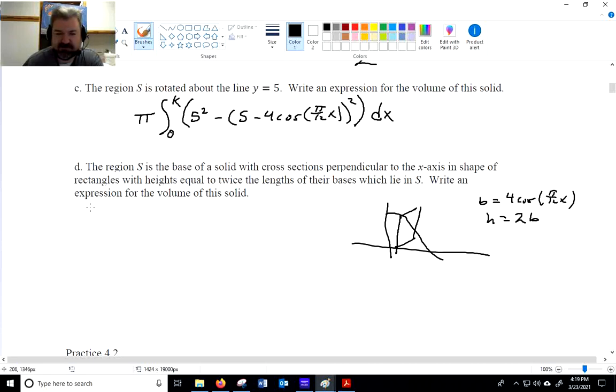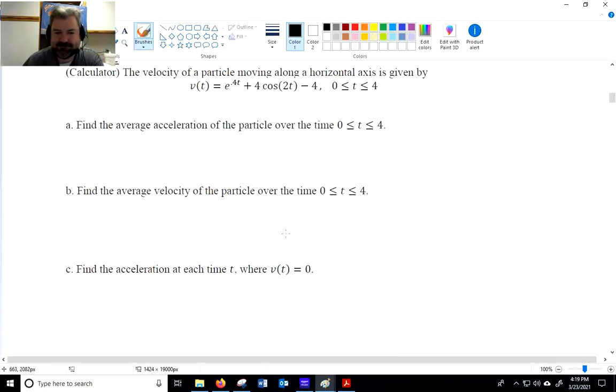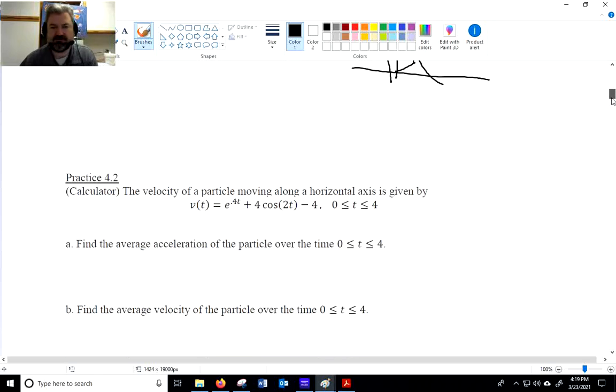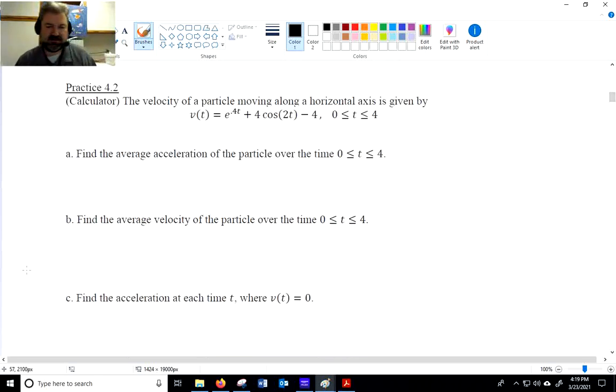So 2b. So my integral is simply from 0 to k of all the area functions, which is 4 cosine pi over 12x times twice 4 cosine pi over 12x, so times 8 cosine pi over 12x, dx. All right, practice 4.2. Go ahead and pause the video. We got another application where we link what we're doing over to the velocity problems, particle motion.